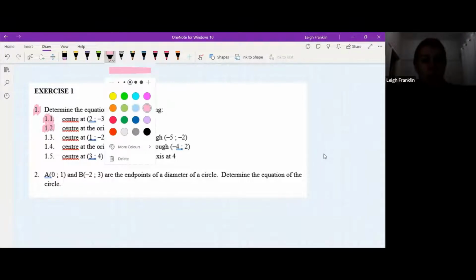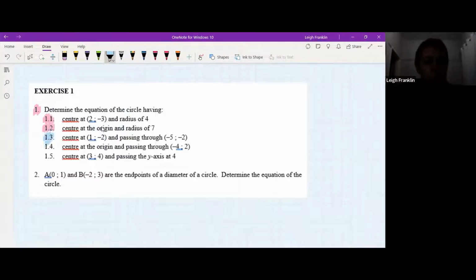Then with 1.3 and 1.4, those are about the same. They're a little bit more of a challenge, although not much more. And the last one over here, 1.5, just gives you a bit of different information. It tells you that it's passing through the circle at 4. So what I'd like you to do is as follows: pick 1 pink, 1 blue, and then try question 1.5.